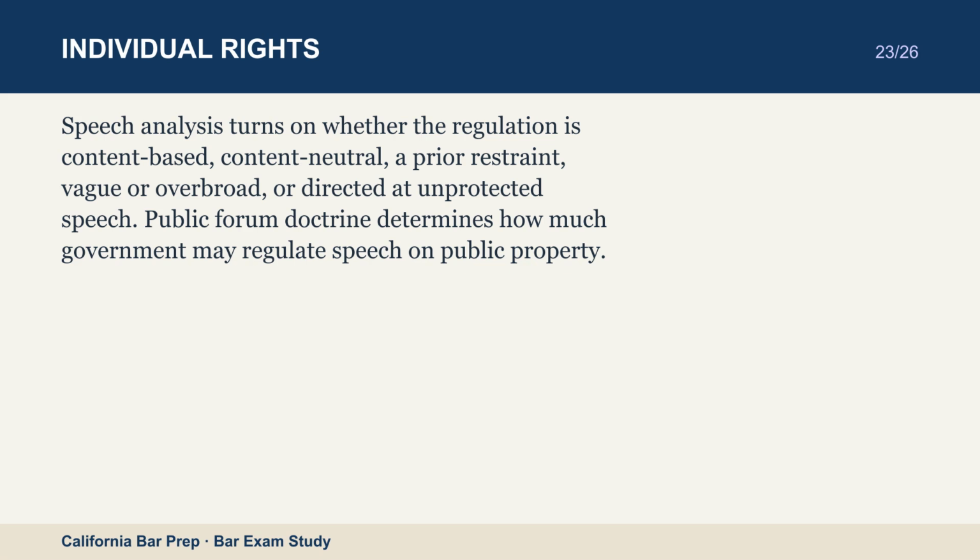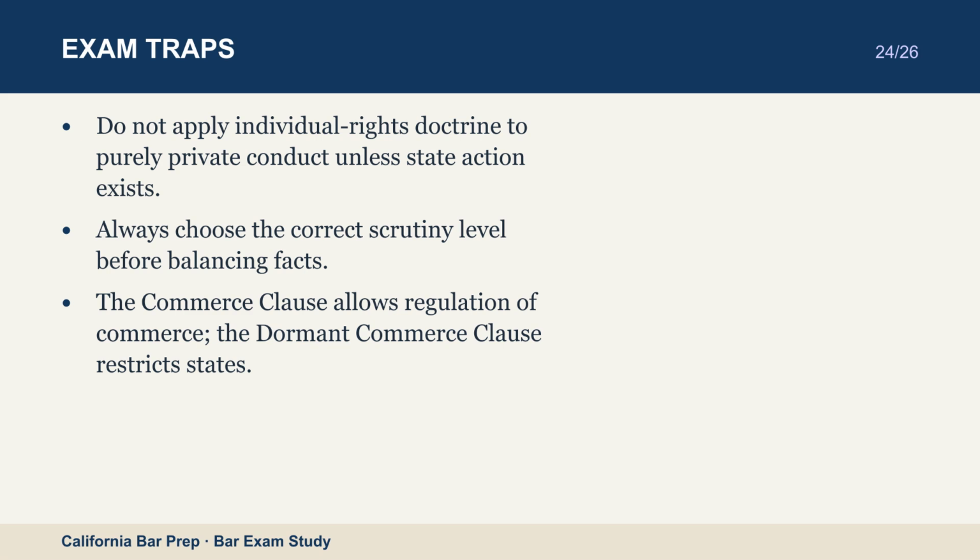The Commerce Clause allows regulation of commerce. The Dormant Commerce Clause restricts states. Equal protection is about classifications. Due process is about deprivation of liberty or property. California may provide broader rights than the federal constitution, but MBE answers use federal doctrine.